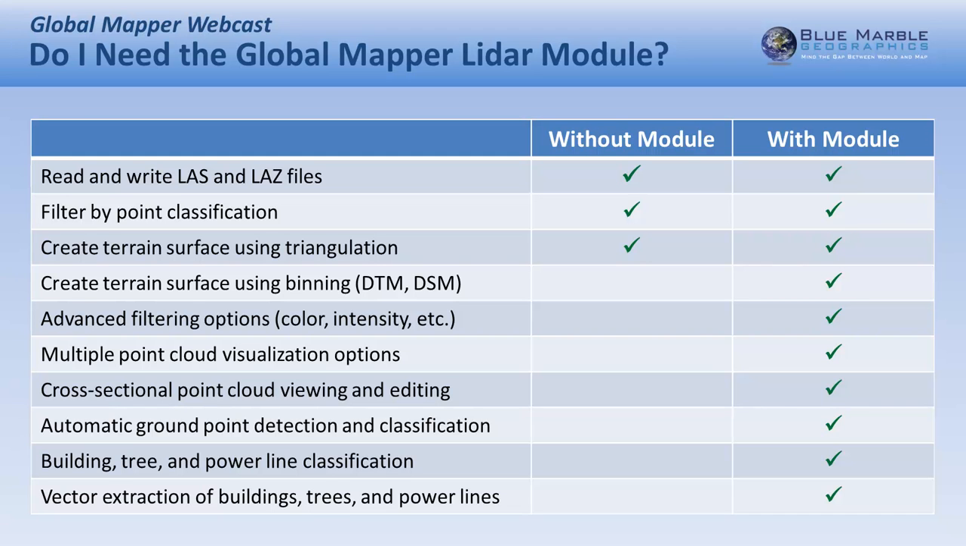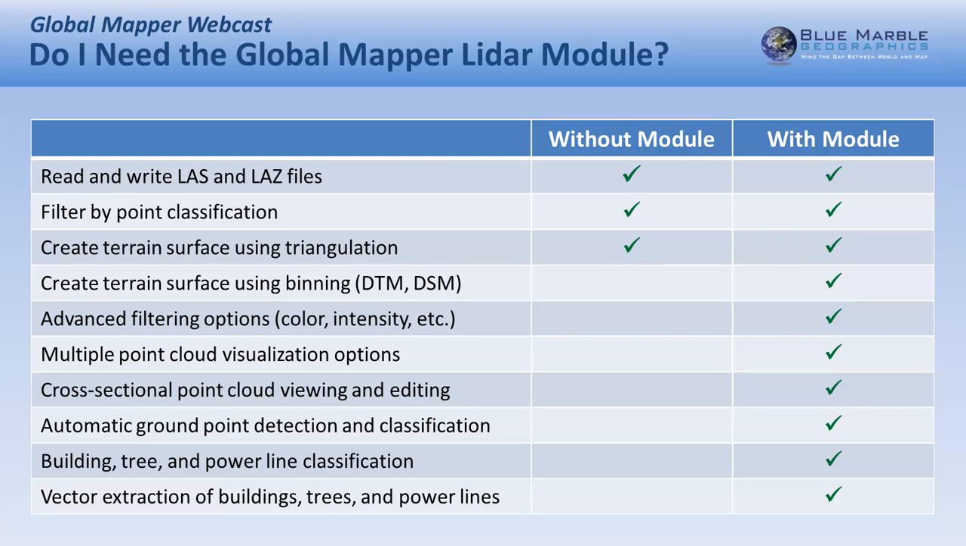As you can see, the first three items there are simple reading and writing of LAS and LAZ files. By the way, we didn't do any exporting, but whatever processing you have applied to your point cloud, you can also apply to the LAS files themselves. You can export LiDAR, in other words. You can do some basic filtering, as Katrina demonstrated, and you can obviously generate a terrain surface. So if that's the extent of your LiDAR processing, then the non-module approach will certainly work for you.